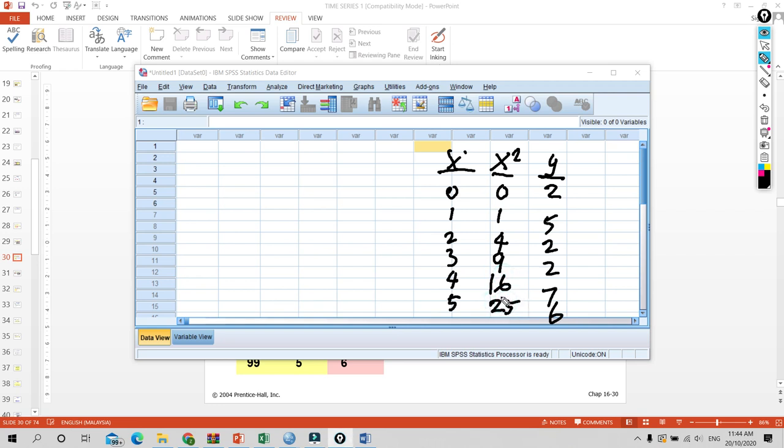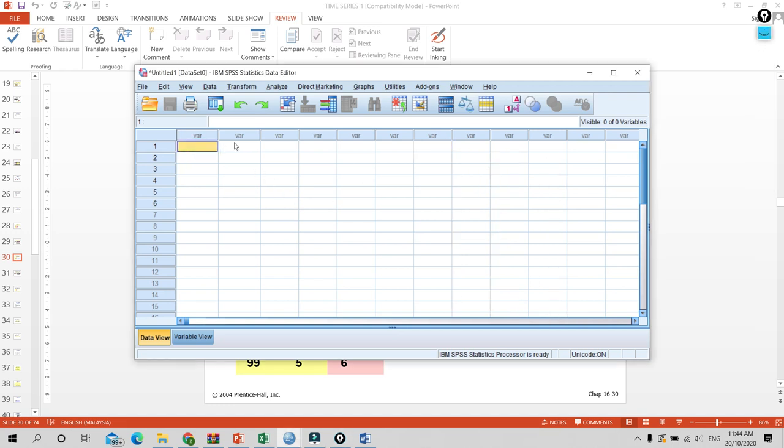You just key in the data here in our data sheet. Then we can run the quadratic equation. So let's say we key in the data there. So just do this.